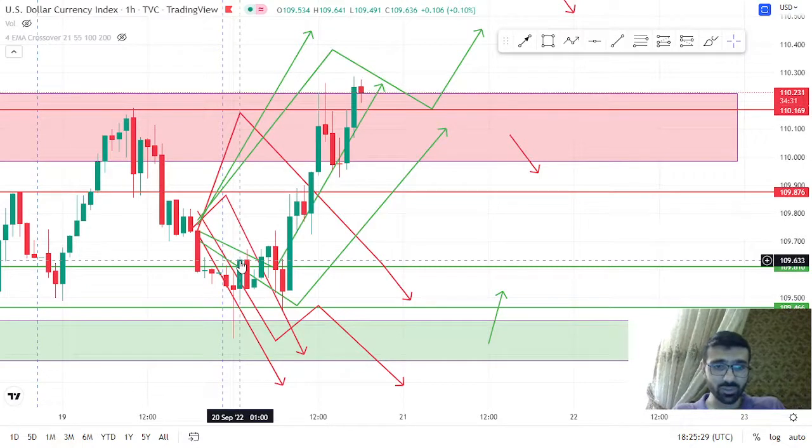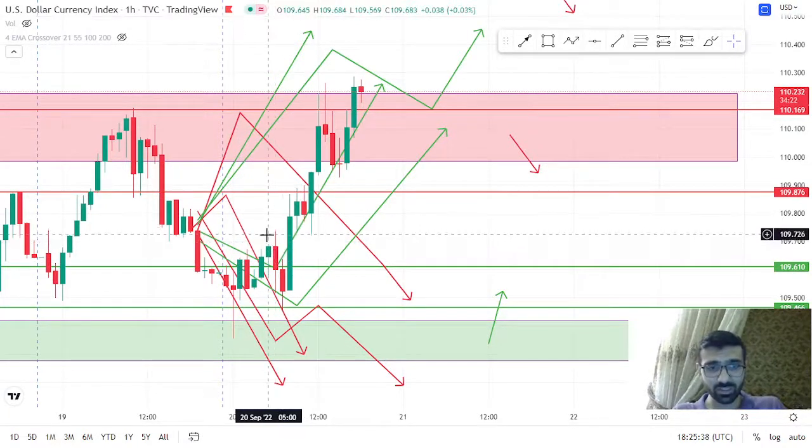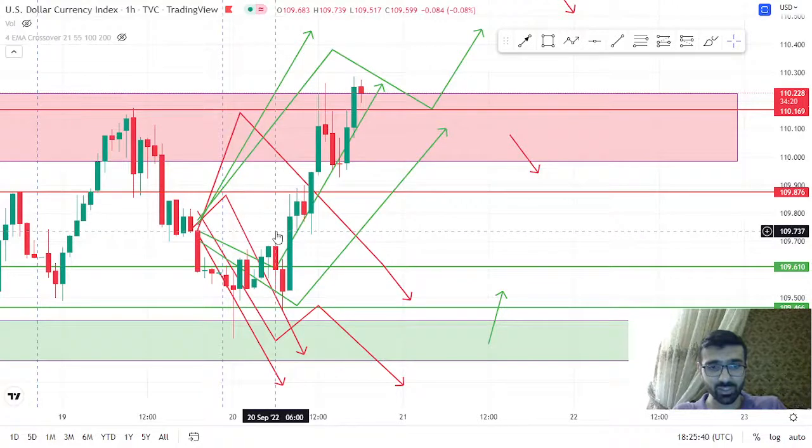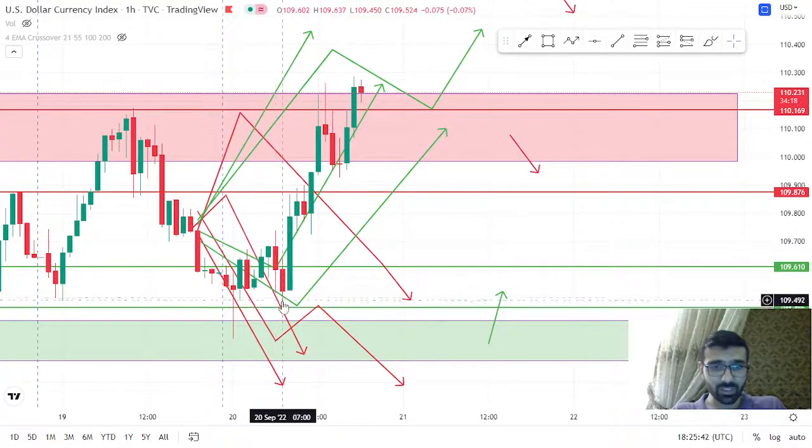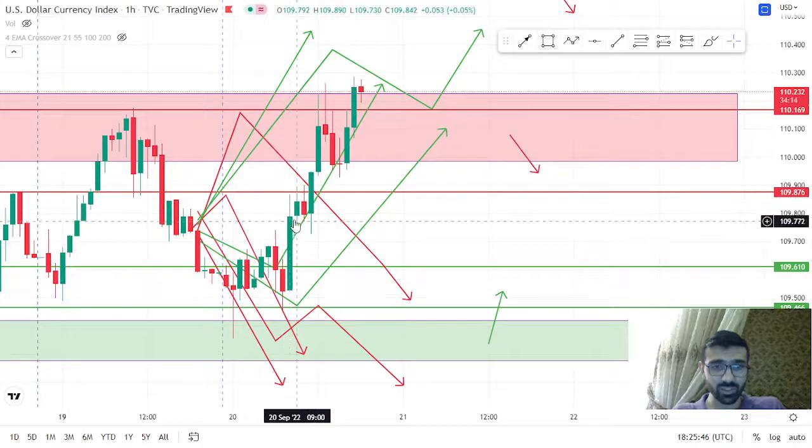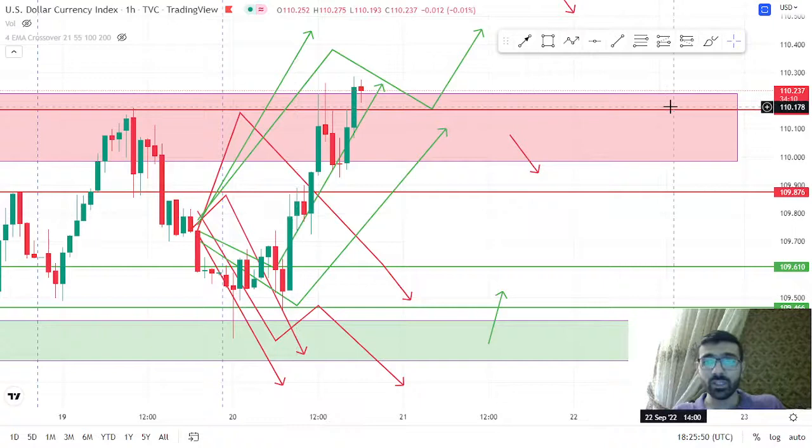So first opportunity was here for some risky buyers, and the risky buyers would have taken this opportunity and they would have made a good profit first of all till here. Then the next trade that would have given us a good profit would be if we would have entered a buy trade after this area. So let me take the trades.